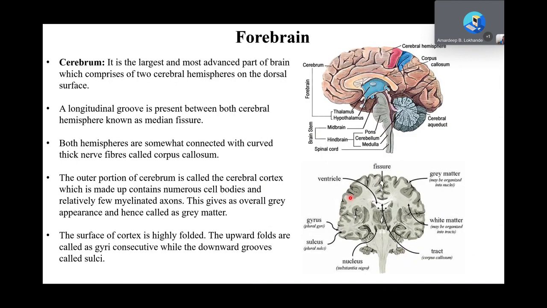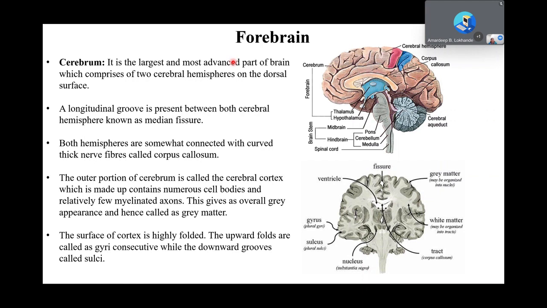So we will begin with the forebrain. As we had seen last time, it consists of cerebrum, thalamus, and hypothalamus. First is the cerebrum. The cerebrum is the most advanced part of the brain. And why do we say advanced? Because it consists of multiple lobes which have different functionality. We'll see in a while. It is also the largest part of the brain.